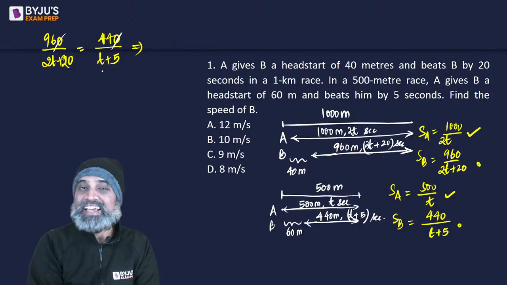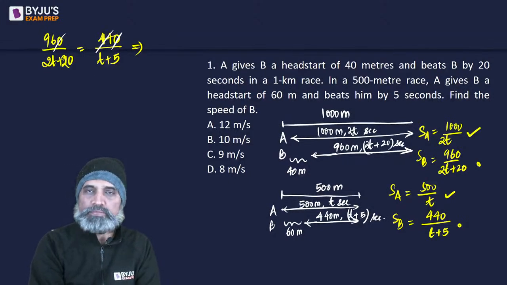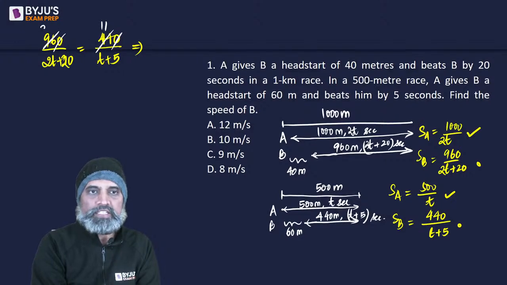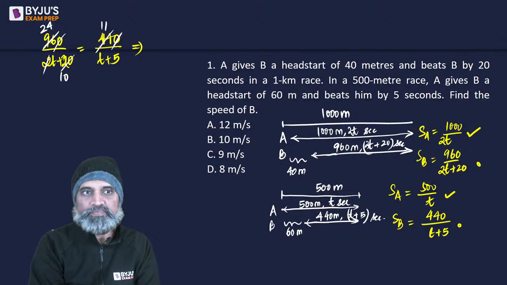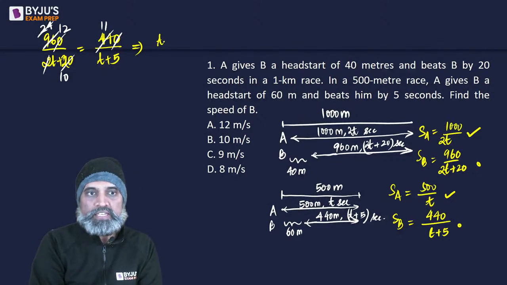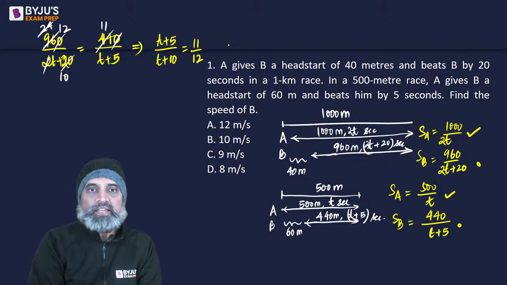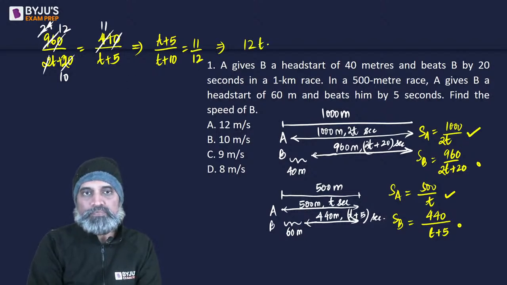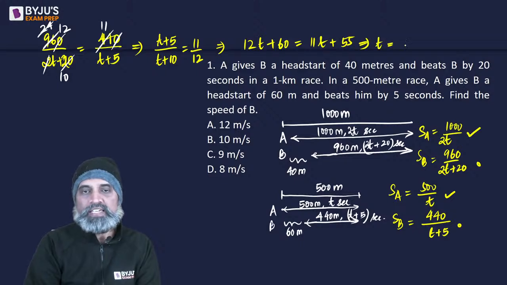First, we will take care of the 0 from here. Then we can divide this by 4 so that we get an 11 and this becomes 24. Then we can take 2 common from here so that this becomes t plus 10, and that 2 will make it 12. If we take the ratio, what we will see is t plus 5 divided by t plus 10 is equal to 11 upon 12. Let's cross multiply. We will have 12t plus 60 is equal to 11t plus 55. That will tell us the value of t.